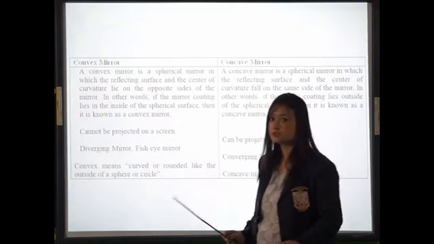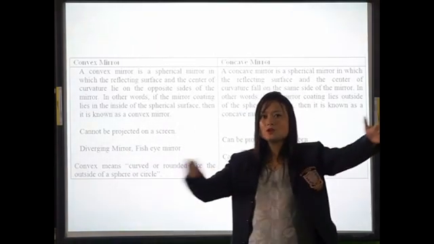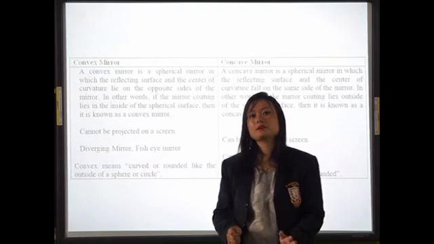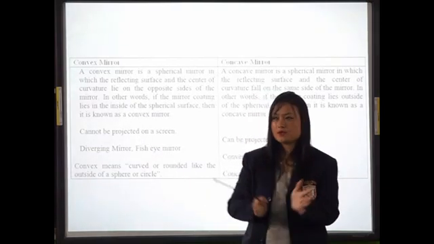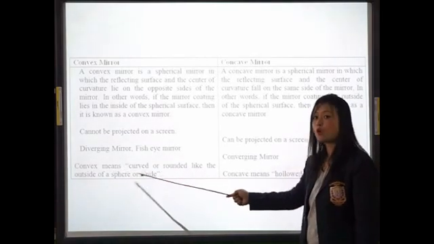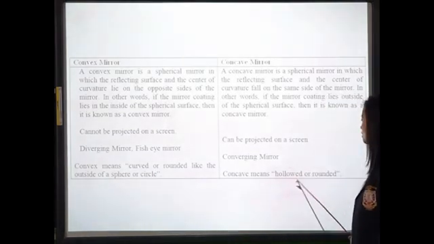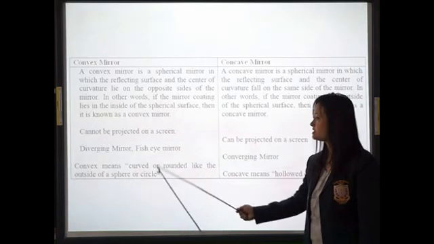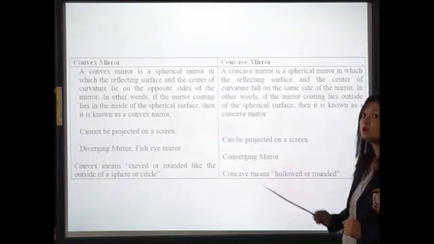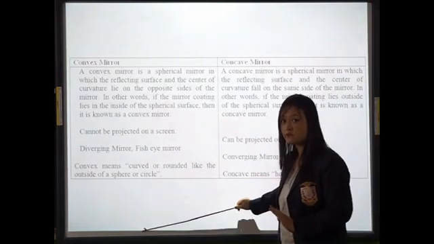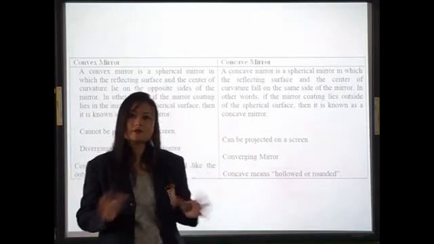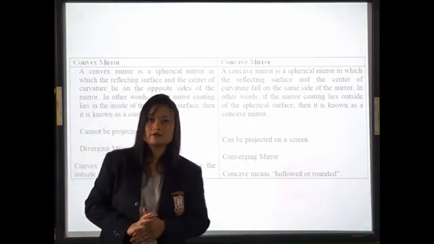Convex mirrors are diverging mirrors. Diverging mirror means the reflected rays diverge in all directions, they move apart. Whereas concave mirrors are converging mirrors because the reflected rays meet at one point. Convex means curved or rounded like the outside of a sphere, and concave means hollowed or rounded inward. So these are the differences between convex and concave mirror. In the next class, we'll discuss the formation of images, what kind of images are formed by concave and convex mirrors.